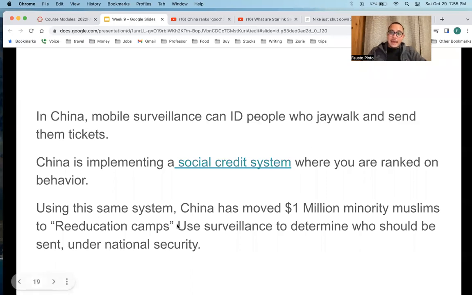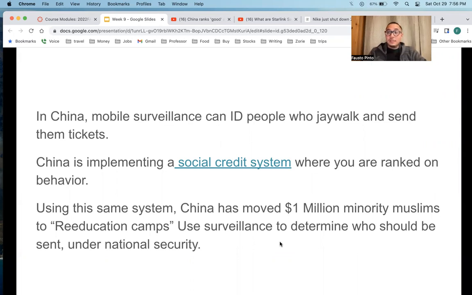So this has good and bad trade-offs, but currently, under this same system, China has moved 1 million minority Muslims, the Uyghurs, to re-education camps. They're using this surveillance to determine who should be sent under national security, and it's a travesty. What they're doing is trying to sort of reformat people, if that's the way to say it, into not being Muslim, and to go against their religion and their upbringing.